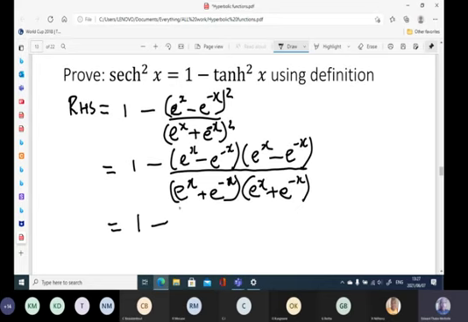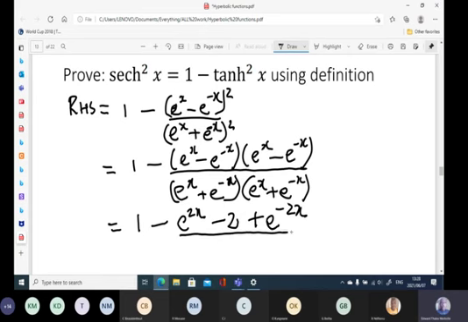So we still have 1 minus, let's see how we expand this. This is e to the power 2x. When we multiply this one and that one, this one and that one, they give you minus 1. This one and that one, they give you minus 1. So we can just write this minus 2. This one and that one, they give you plus e to the power minus 2x.